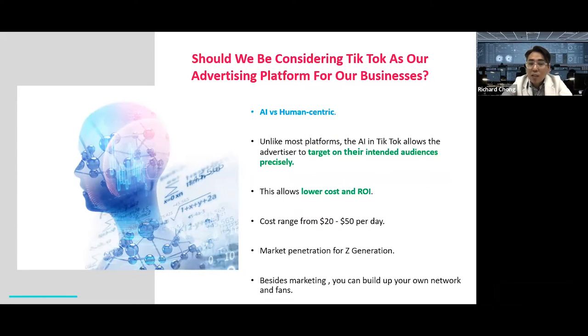Okay. AI versus human-centric. What does it mean? A lot of companies are trying to be very AI, but less human-centric. While TikTok has balanced it by being very human-centric in an AI way. So unlike most platforms, TikTok allows you to target precisely the intended audience. What does it mean? Today, if I'm going to advertise for a mass audience, but I don't know who my pool of customers are, you need to spend a lot of money. Vice versa, this allows a lower cost and higher ROI.